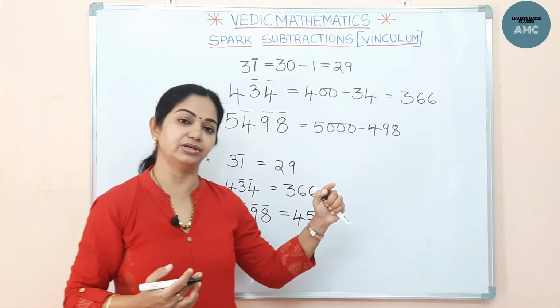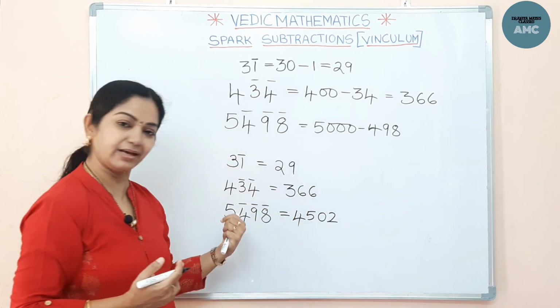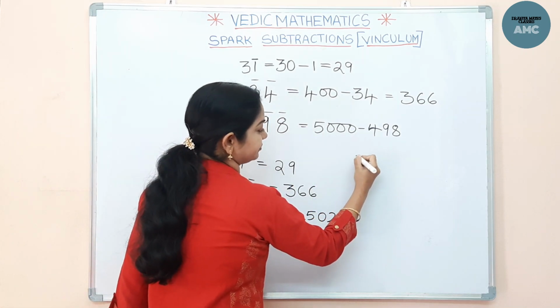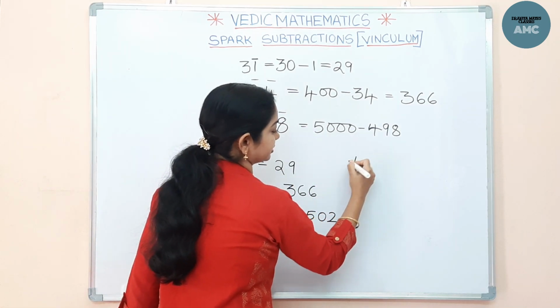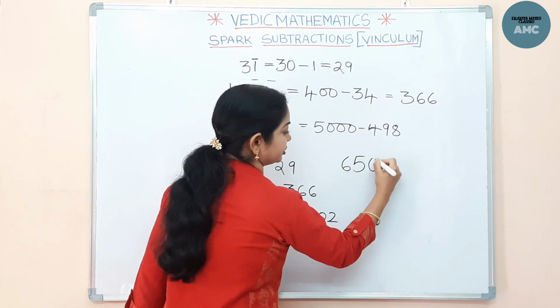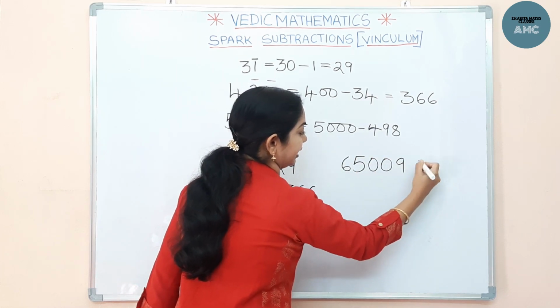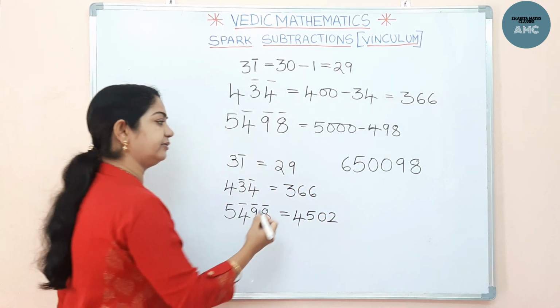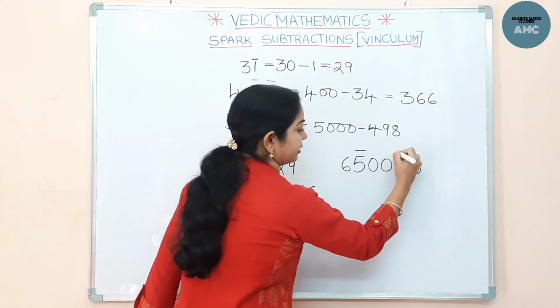If it is in continuation, do all from 9, last from 10. Now let's take another example. Let me take 6, 5, 0, 0, 9 and 8. So this is a 6-digit number. Now the vinculum is on 5 and 9.